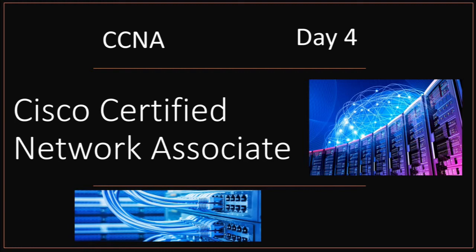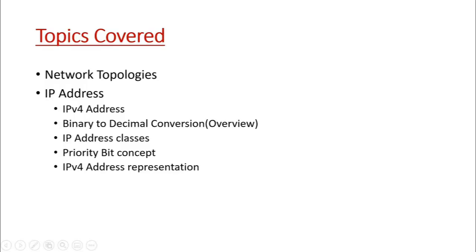What are we going to cover today? Today we are going to cover network topologies, and then we will have a look at the IP address. In IP address, first we will look at the IPv4 address, because there are two types of addresses, IPv4 and IPv6. First I will look at the IPv4 address, how they are, and a lot of things I will discuss. And then I will look at binary to decimal or decimal to binary conversion.